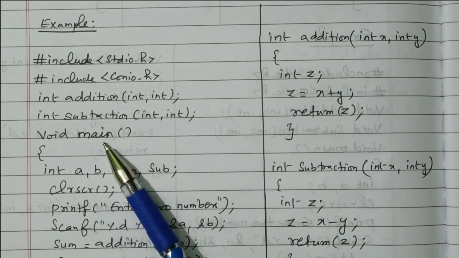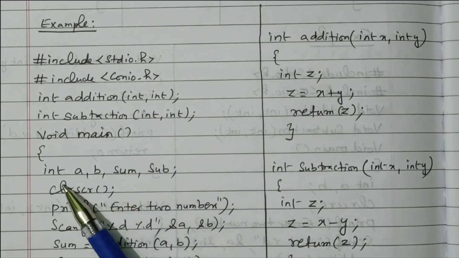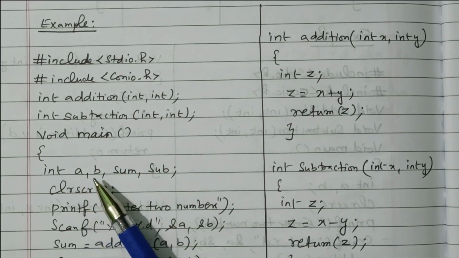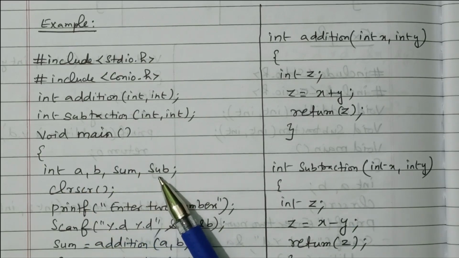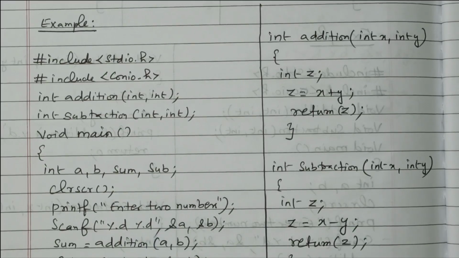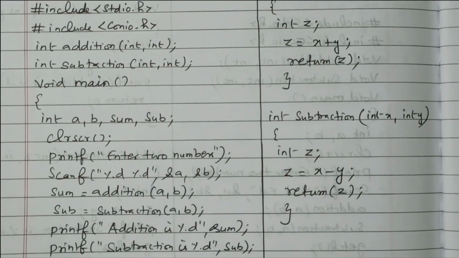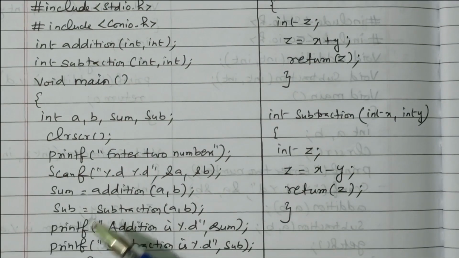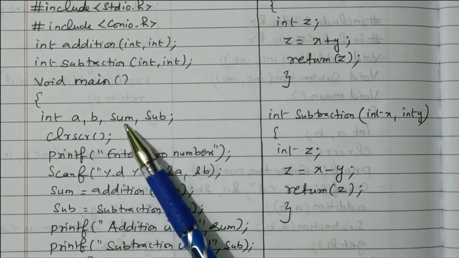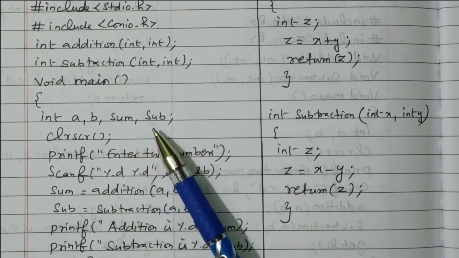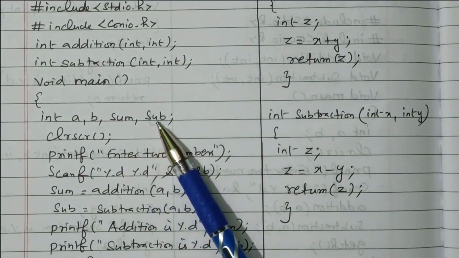Now start with the main program. In the main program we have four variables: a, b, sum, and sub. Our aim is to add two numbers and subtract two numbers. So a and b are the two numbers available. The added result is stored in sum, and the subtracted answer is stored in sub.